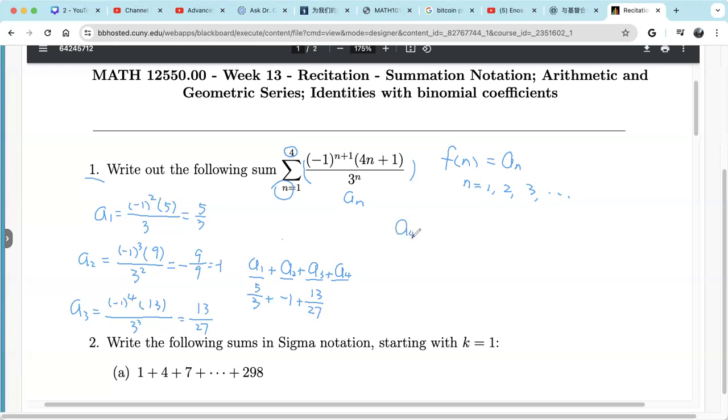The last term in this case is A4. We have (-1) raised to 4 plus 1, which is 5, an odd number, so negative. 4 times 4 is 16, 16 plus 1 is 17, then 3 to the 4th is 81. So that's plus -17 over 81. Do we have to simplify this? No, because this is saying just write out the following sum. So this is good enough.